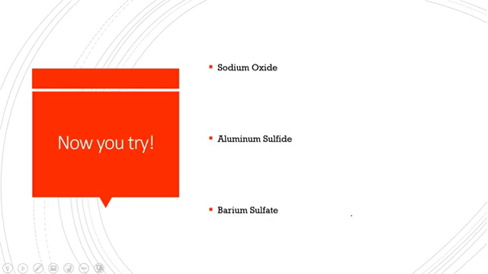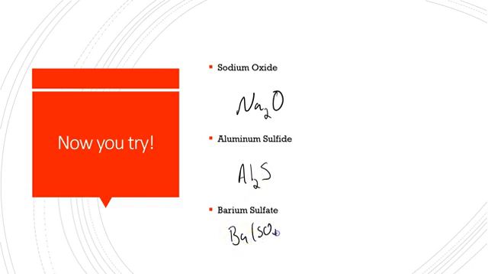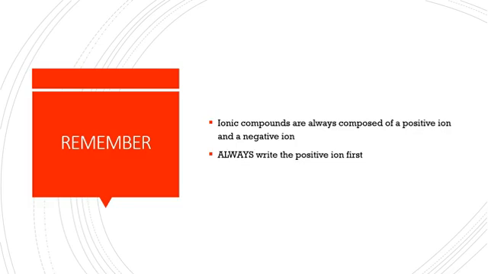Hopefully, if you did these on your own, you got, so this would be Na and then O. The charge on sodium is 1. So it'd be Na2O. For aluminum sulfide, it'd be Al and S, the charges. So that would be 3 and 2. And then we have barium sulfate. So barium has a +2 charge, but sulfate also has a -2 charge. So it would just become BaSO4.